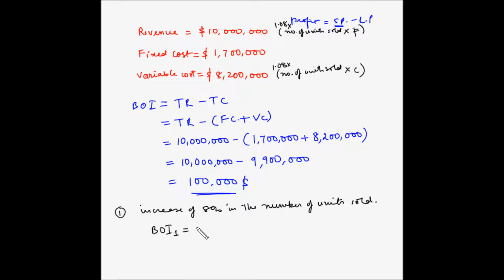So now it becomes 1.08 multiplied by 10 million, minus fixed cost is the same, so 1.7 million, plus the variable cost is also increasing. So 1.08 multiplied by 8.2 million.